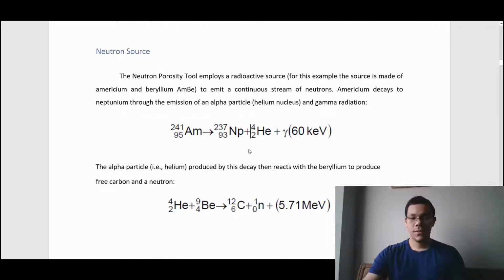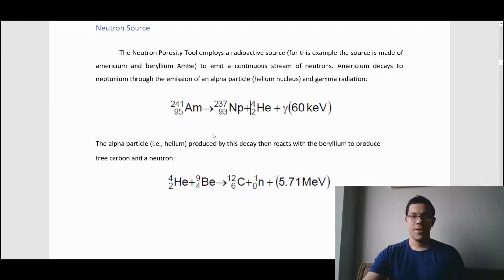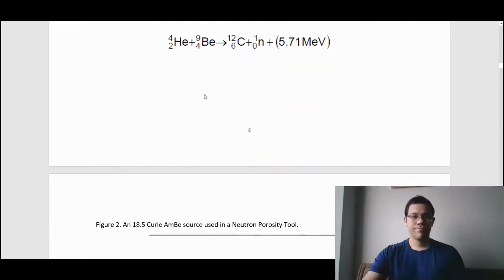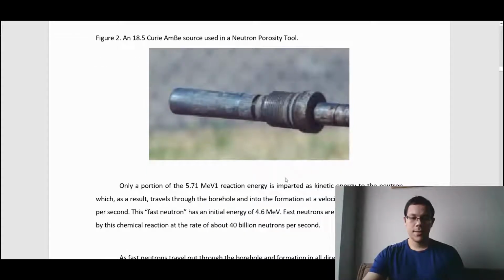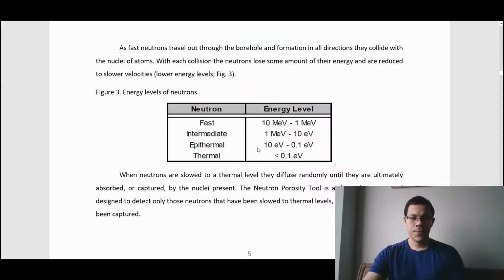And these are a few comments on the nature of the radioactive source. It is made of americium and beryllium. This is just explaining how that neutron is generated. This is how the radioactive source looks. This is what I mean by thermal neutrons. This is the energy level. It must be lower than 0.1 electron volt.